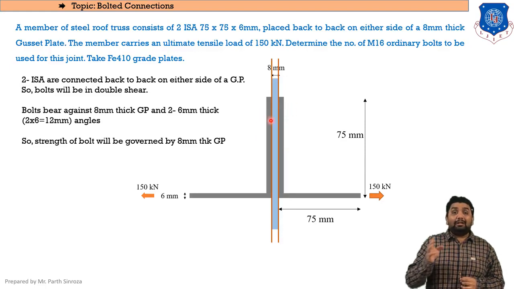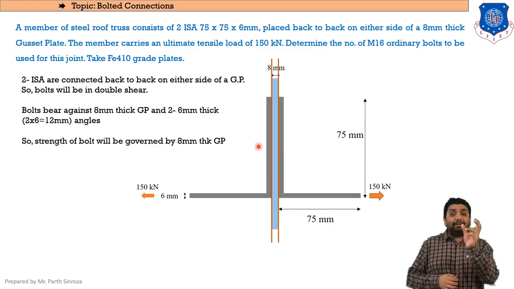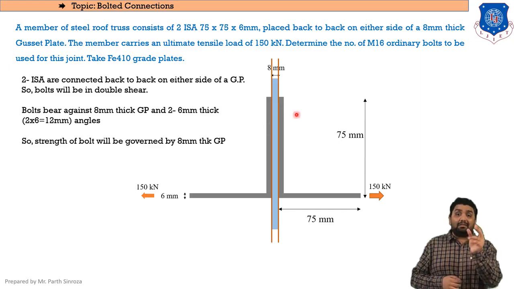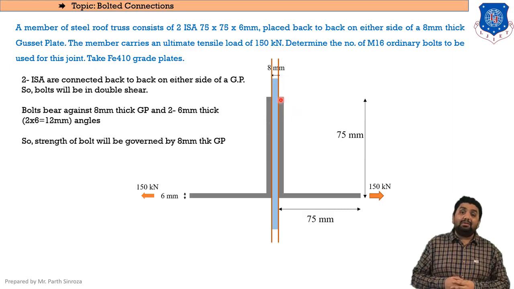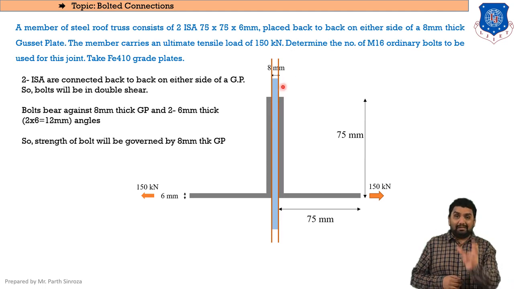As the two angles will be connecting together with the bolts, we will consider them to be a single unit. Clear? So the total thickness of angle in this case will be taken as 2 into 6, not 6 individually. So now the thickness of angle will be 12 mm and the thickness of gusset plate will be 8 mm. Regarding the governing criteria, we will always be taking the smaller thickness here.